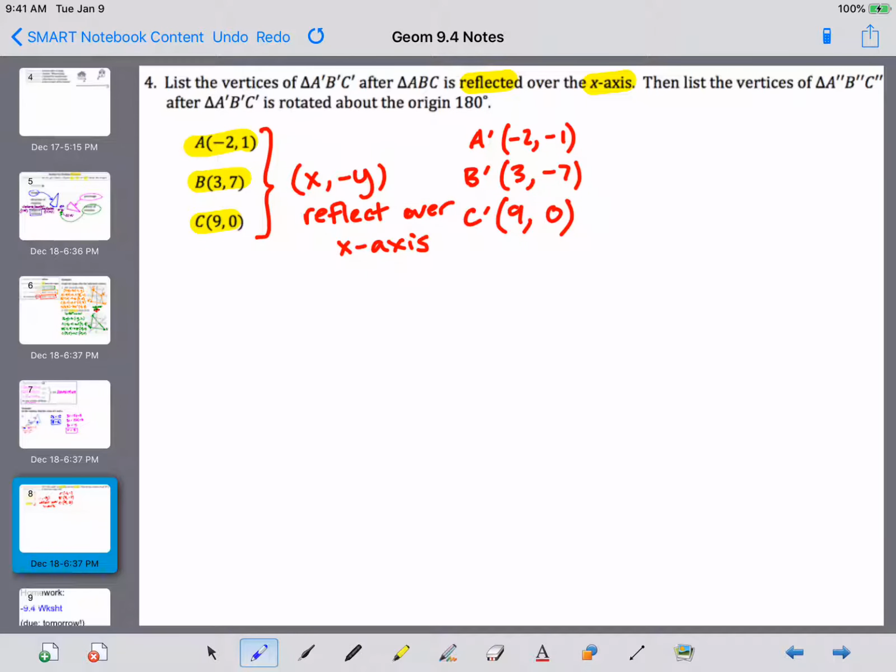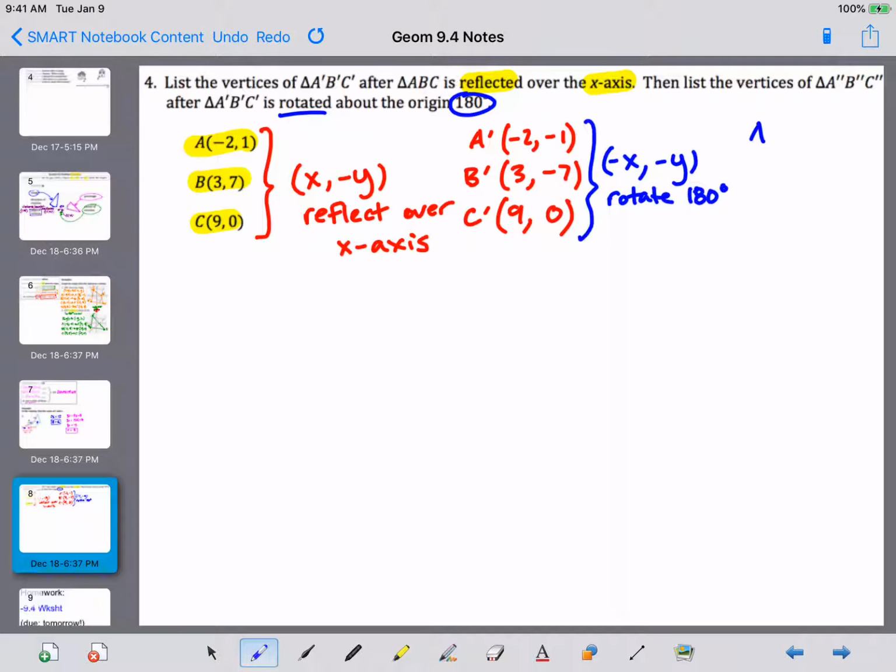And then we're going to take these points, then list the vertices of A double prime, B double prime, C double prime after we rotate 180 degrees. So that rule is in this section. You take the x, make it opposite, take the y, make it opposite, and that is how you can rotate 180 degrees. Okay, so let's go ahead and do that with these 3 points.